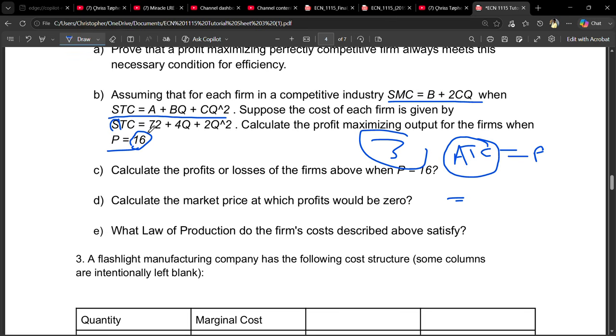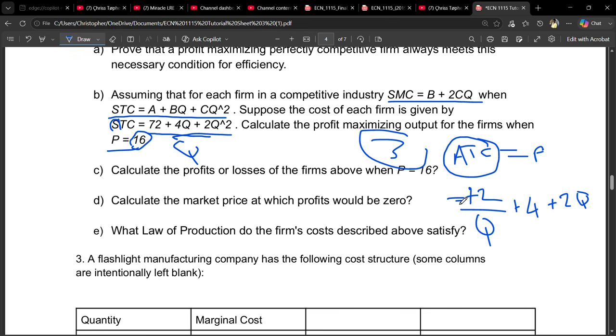What I'm saying is we divide this equation, the total cost function, by q. If we divide it, we're going to find 72 divided by q, plus 4 divided by q, then plus 2 would also be divided by q, and it will remain with just q. Okay, so that's how it will be.